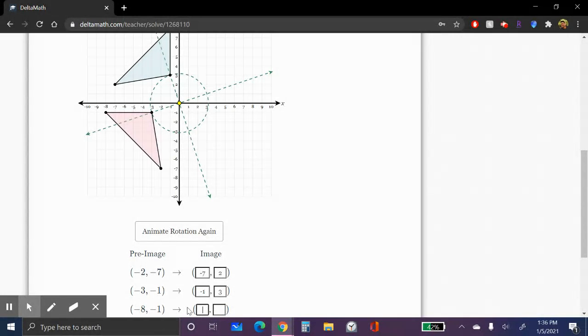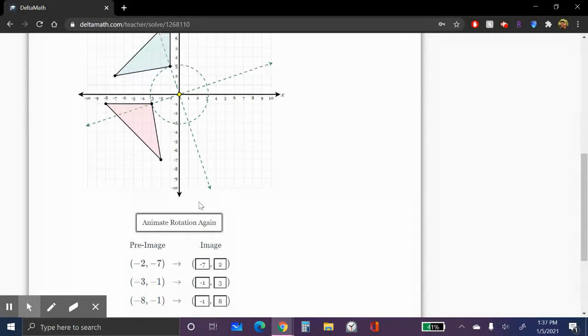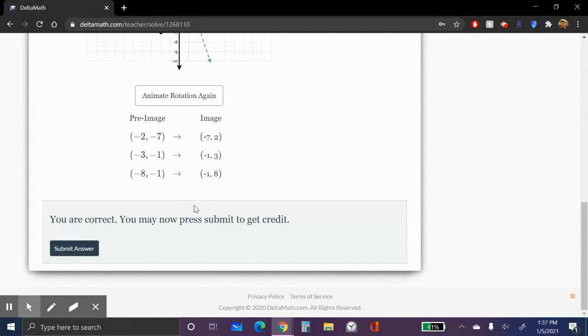-8, -1, you're going to switch those numbers, 1, 8, and negative, positive. All of the signs on each of these points are going to be the same, because you're in the second quadrant, so it's all going to be negative, positive. When you rotate something 90 degrees, you switch the numbers, and you give it the appropriate signs of that quadrant. And look at that, a beautiful 90-degree rotation. Try the values. You are correct. Now you're going to submit and get credit.